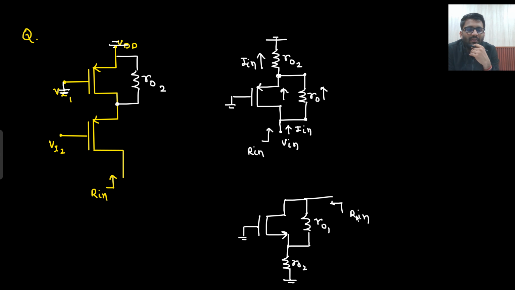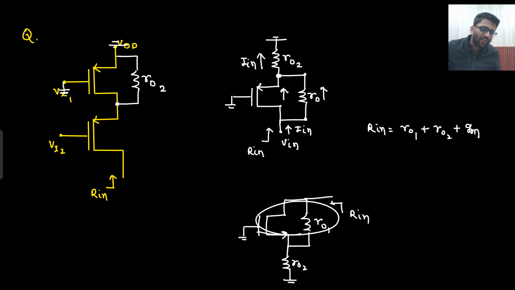Yes. What is your Rin? From the drain I am looking, gate is shorted. Source is connected to R02. From the drain I am looking, that means my battery is drained now. So what will be my Rin? Battery is drained, that means only one step I will write down: R01 plus R02 plus GM1 R01 R02. This is the answer.